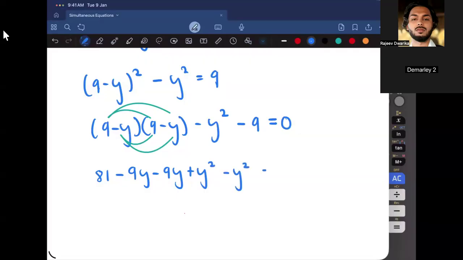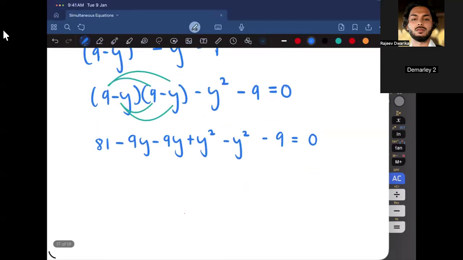Okay, this question is going to be easy then. It's going to work out to be a very, very easy question. If you notice, you have minus 9y, that goes into minus 18y. We have y squared minus y squared. What is y squared minus y squared? Nothing. I go and cancel it.